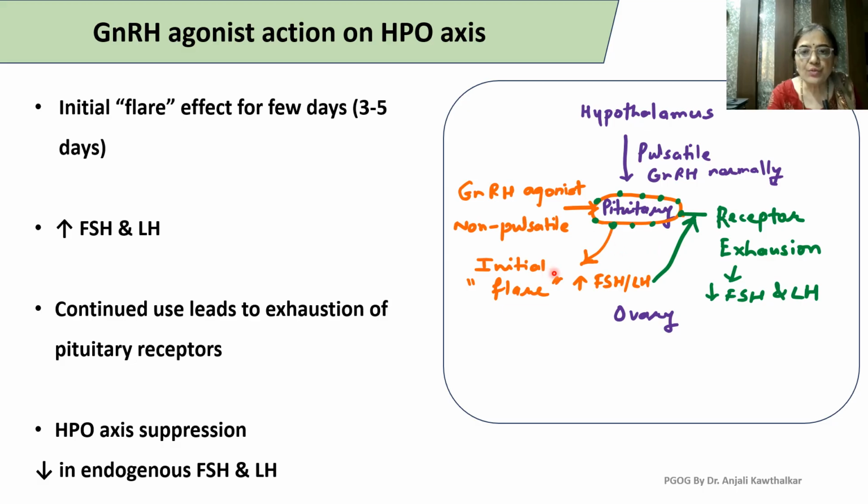But initially it leads to a flare. For the initial 3 to 5 days, there is an increase in FSH and LH, which is called the flare effect of this GnRH agonist. So, the flare effect leads to a rise in FSH and LH. Continued use leads to exhaustion of pituitary receptors, HPO axis suppression, and a fall in endogenous FSH and LH. This is the most important concept. I want all of you to remember how GnRH agonist action has an initial flare effect and then there is a down regulation of the HPO axis.